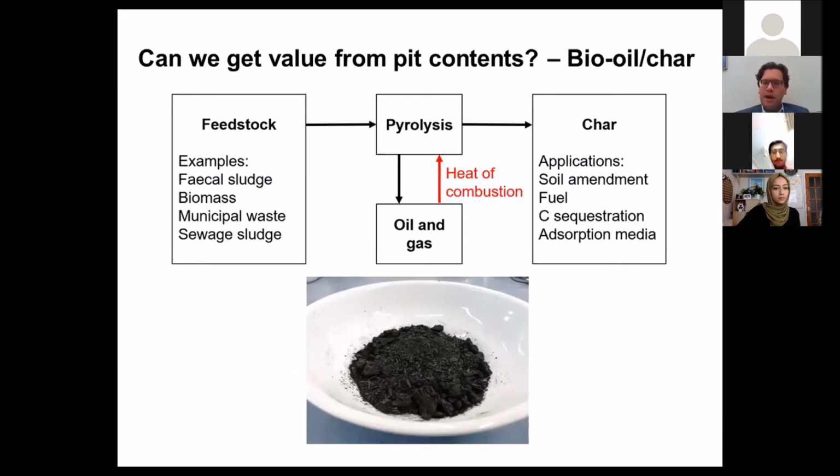And the biochar, as you can see in the picture at the bottom of the screen, could be used for soil amendment to improve soil quality, for example. Or it could be used as a fuel. Some people have looked at it as a water treatment technology also. So pyrolysis is interesting because it could produce lots of different types of products, which might be applicable in different markets.